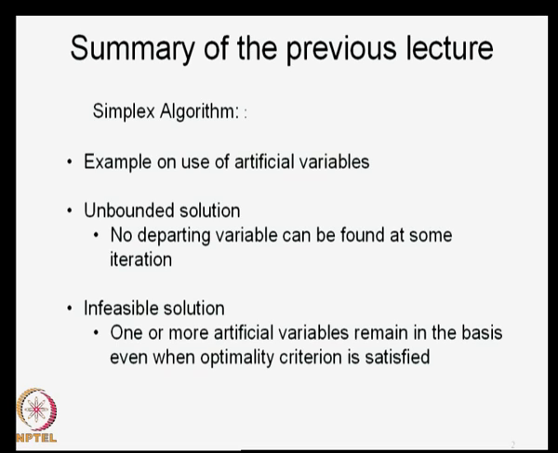Then we also identified an infeasible solution in the simplex algorithm. If a problem is infeasible, we would definitely have one or more artificial variables sitting in the basis when the optimality criterion is satisfied. So, if the artificial variables have not departed from the basis and yet you have been able to meet the optimality criterion, then it means that the problem is infeasible.